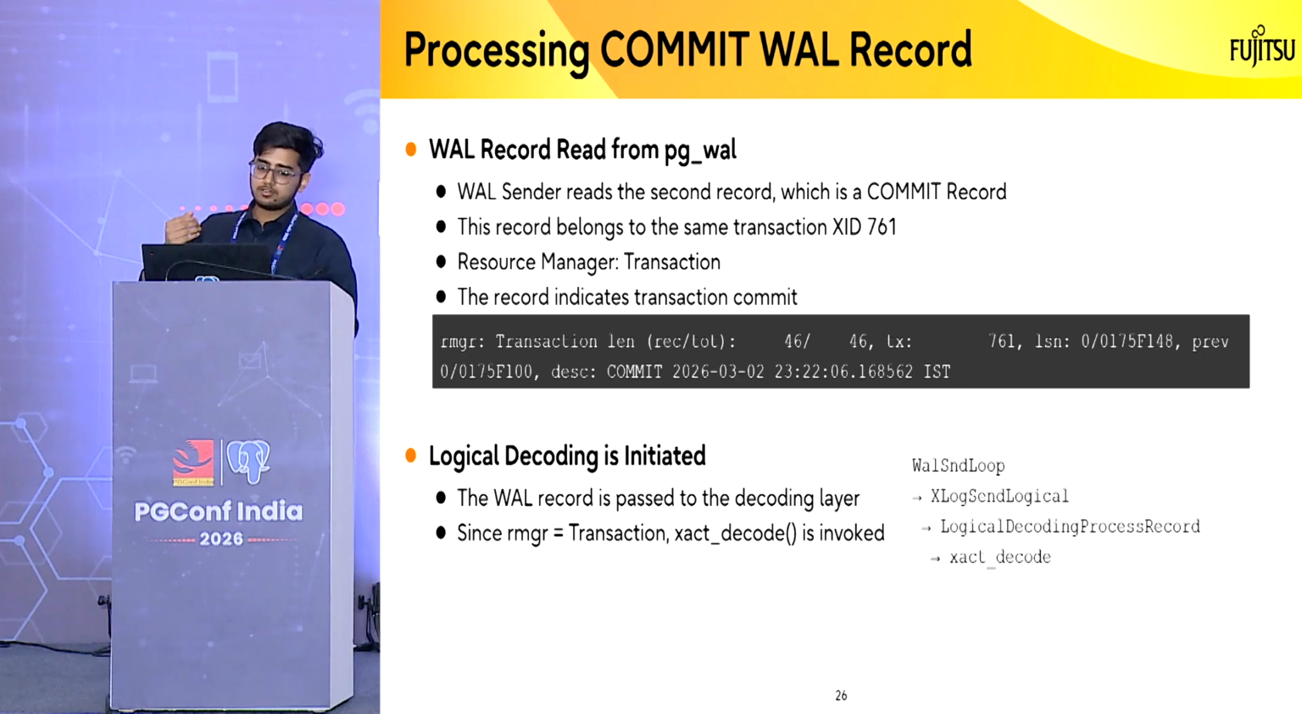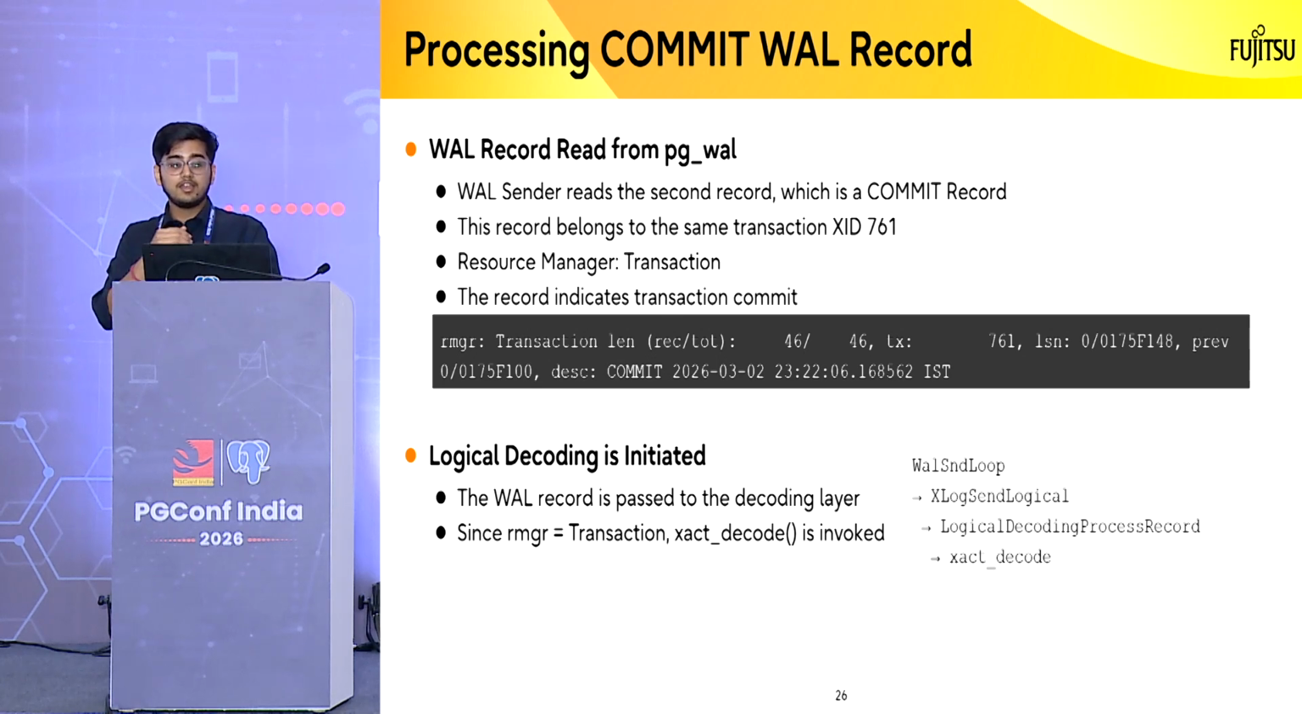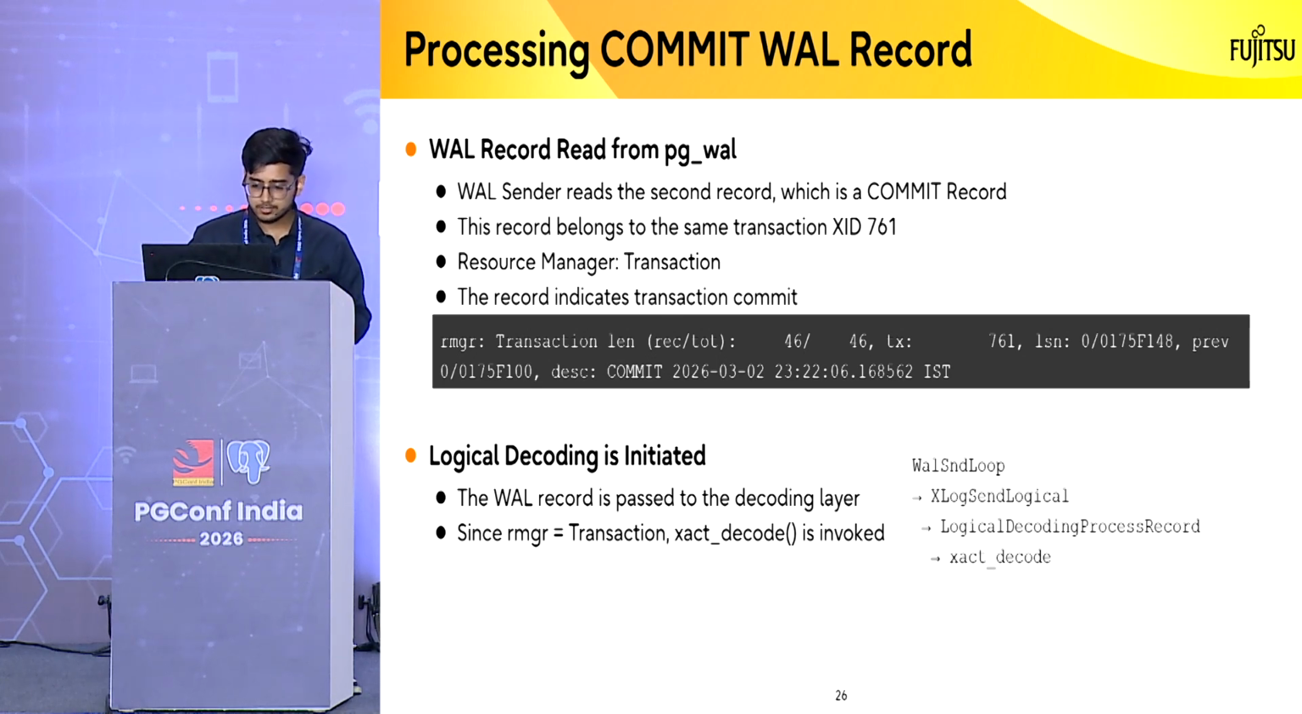So the second record generated by WAL was the commit record. The WAL sender will read it, and it is generated by the resource manager transaction. And as you can see, I have pasted the commit record as well. So logical decoding for this record is initiated, and the corresponding function, that is xact_decode, is invoked.